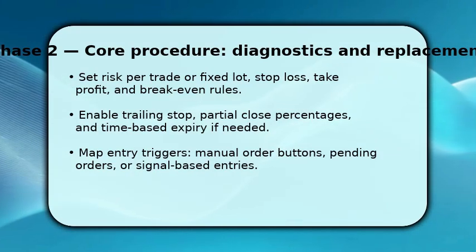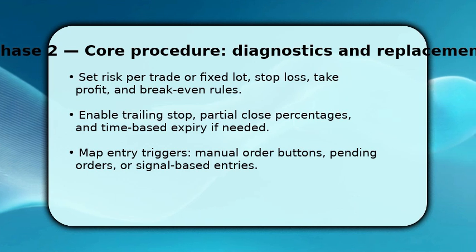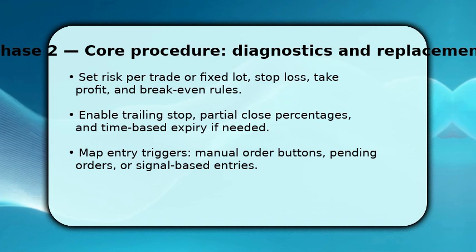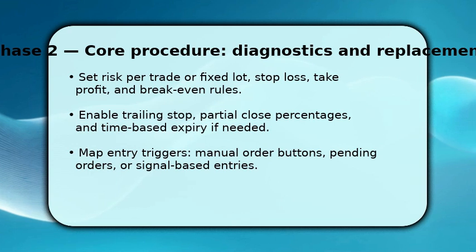Now configure the core rules that govern how the trade manager executes and manages trades. You pick risk per trade or fixed lots, then define stop loss and take profit levels so the EA enforces discipline. After that, enable trailing stops and partial close settings to lock profits gradually. Set the increments and percentages.